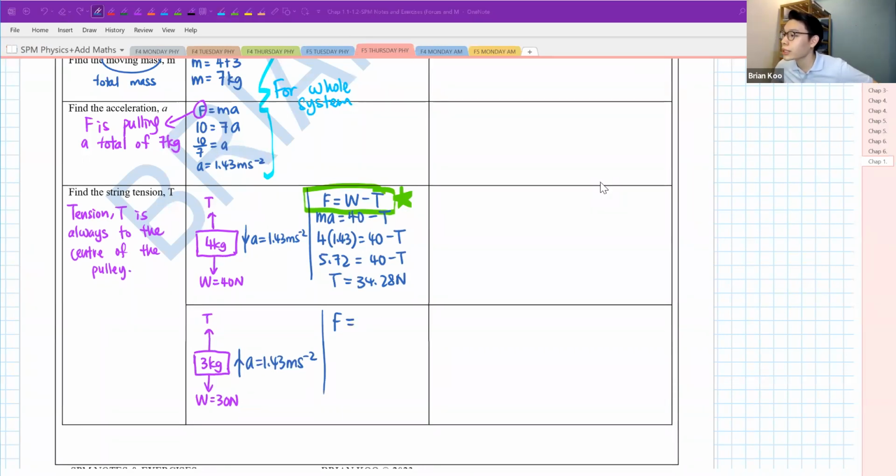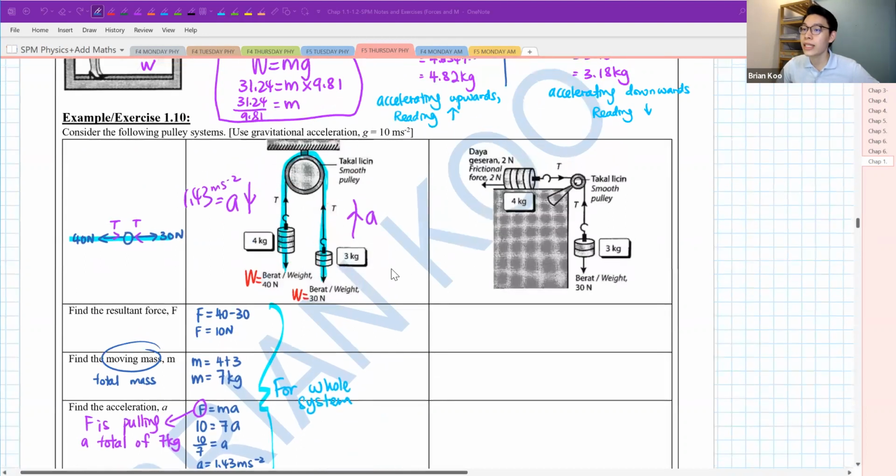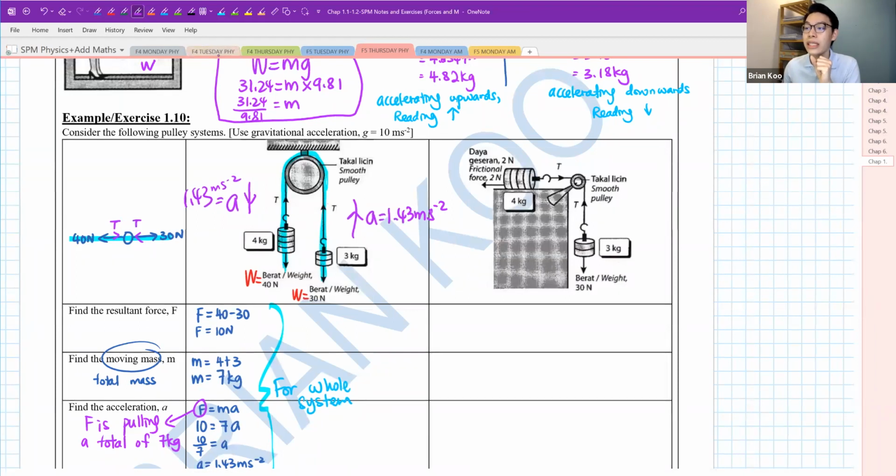Charisha asked me, if this isn't the tension of the whole system, why do we use the acceleration for the 7 kg? Charisha, this acceleration is the acceleration for the whole thing. How fast is your 4 kg moving? 1.43. How fast is your 3 kg moving? Also 1.43. I know it's for the whole system, but if I look at them individually, they are traveling this fast.